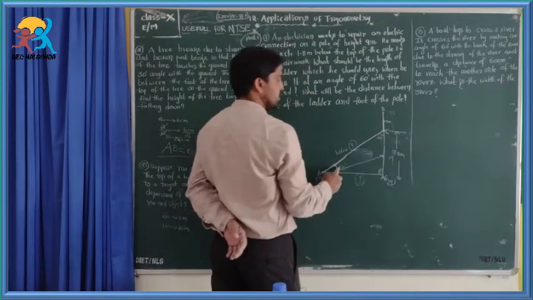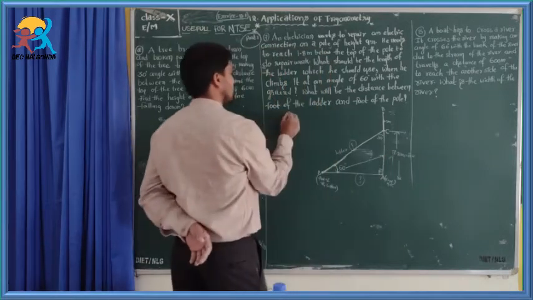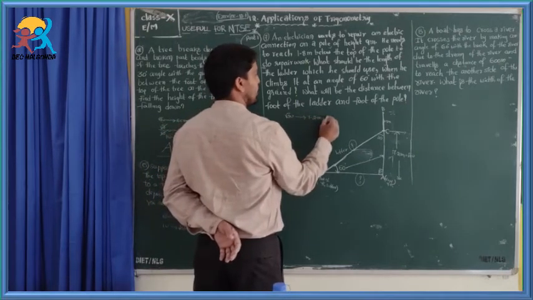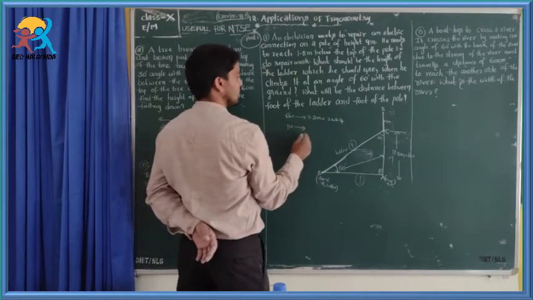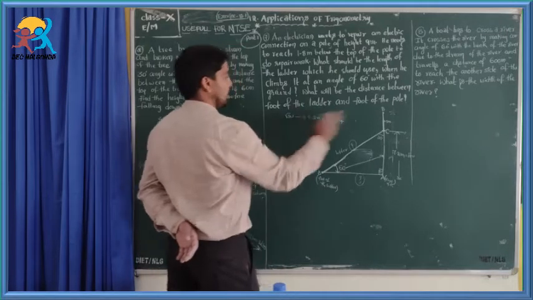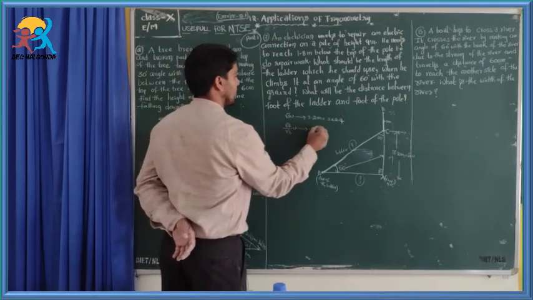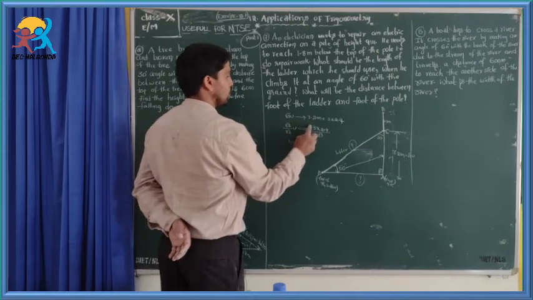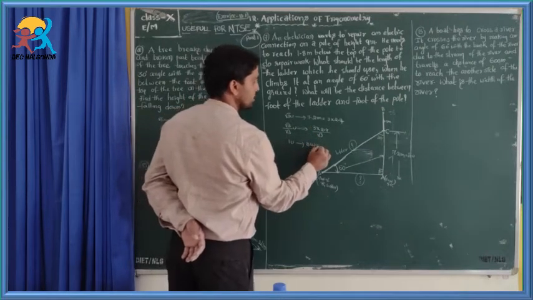What is 60 degrees in units? That is root 3 units. Thus, root 3 units value is 7.2 meters. 7.2 can be written as 3 into 2.4. So, 1 unit value is obtained by dividing by root 3. Similarly, 3 into 2.4 divided by root 3. 1 unit value is, we know 3 by root 3 is root 3, that is 2.4 root 3 meters.